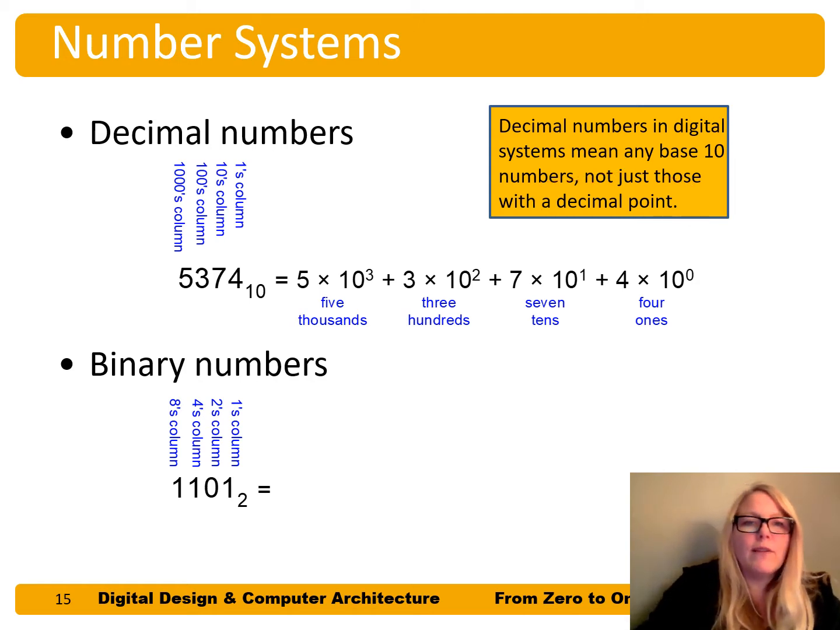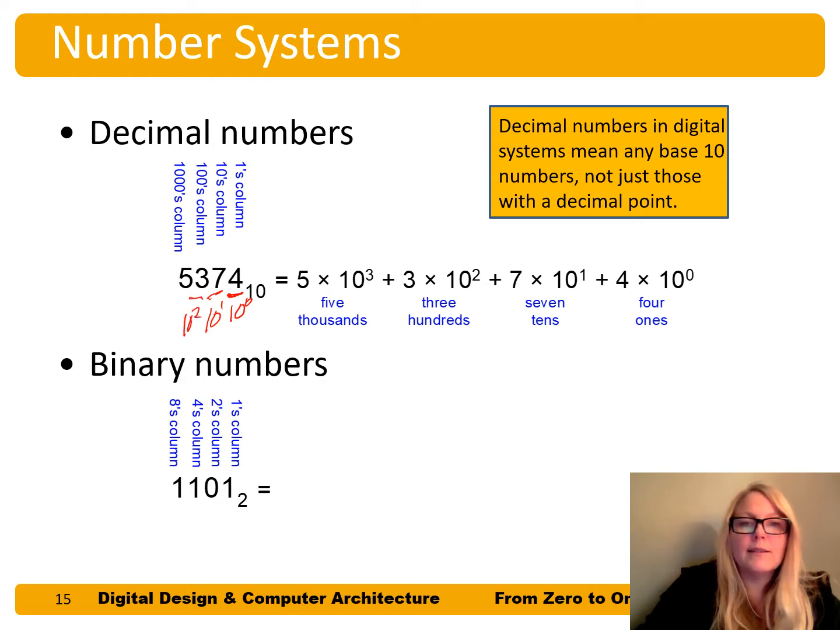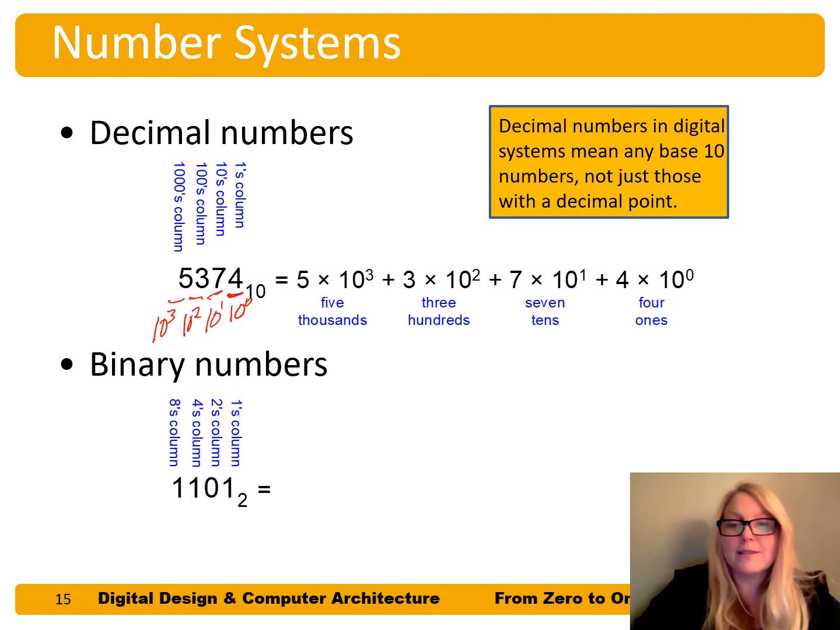Here's an example, 5,374. This is the ones place, or we could write it also as the 10 to the zeros place, right? 10 is the base. This is the 10 to the ones place, or the tens place. This is the hundreds place, or the 10 to the twos place. And here's our thousands place, or the 10 to the threes place.